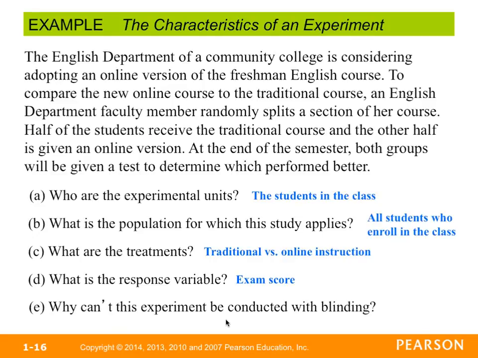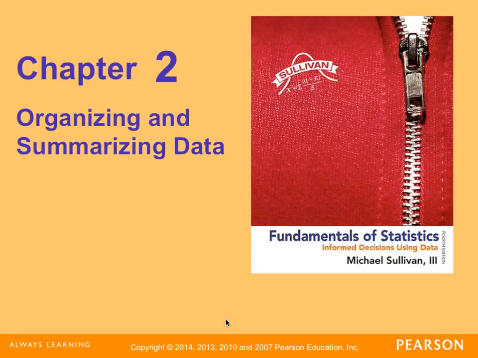And then it asks, why can't this experiment be conducted with blinding? If you remember blind, that's when either the experimenter or the people who are in the experiment don't know what treatment they're getting. And in this case, it doesn't make any sense because both the students and the instructor are going to know which treatment they are receiving. So the student knows if they're in the online class or the traditional class, as does the instructor. So there would be no way to do this with blinding.